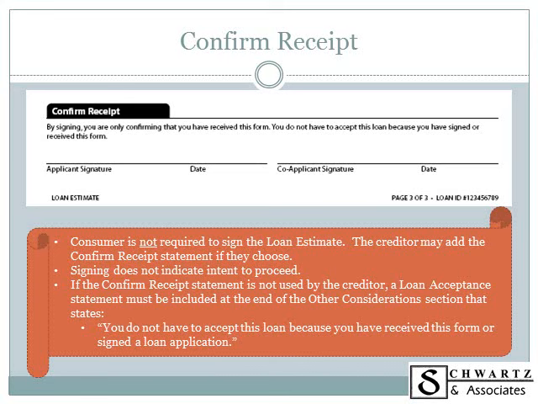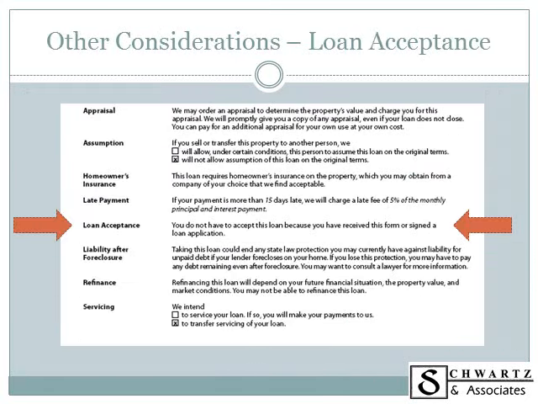This section can actually be removed from the loan estimate, and if it is removed, then there has to be a loan acceptance statement that's added up in the other considerations section that states that you do not have to accept this loan just because you've received this form or signed a loan application. And I'm going to show you where that would go in our other considerations section here on the next slide. And here you'll see that loan acceptance statement right here under our late payment section that I was just talking about on the previous slide. This is the statement that indicates the borrower does not have to proceed with this loan just because they've received the form or signed a loan application.